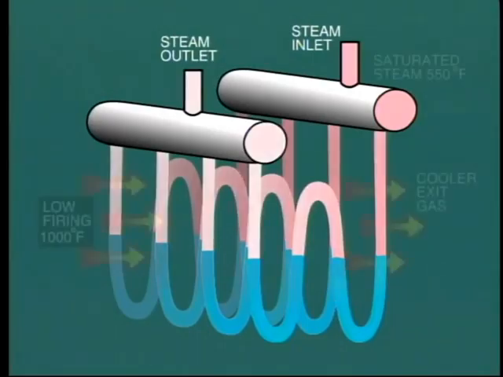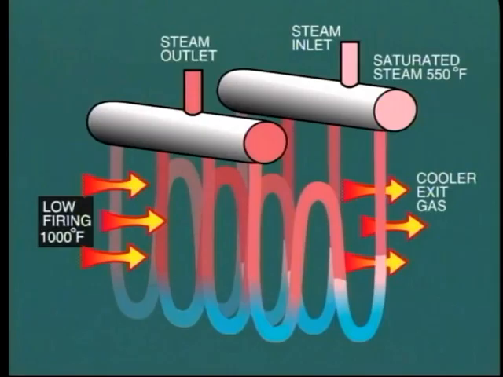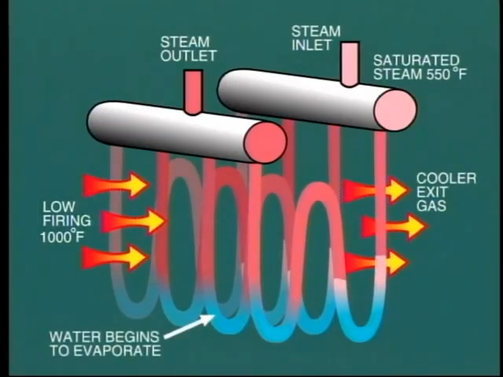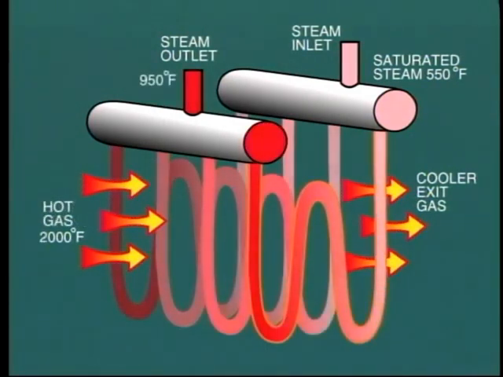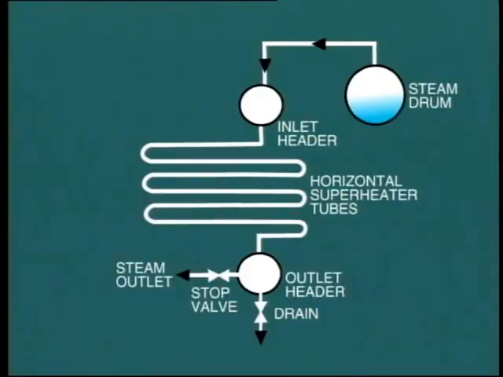The cure for this is to keep the gas temperature down by low firing until all of the water in the superheater tubes has been evaporated into steam so that flow through the tubes can once again be established. Another way around this problem is to fit horizontal superheater tubes like this. With this arrangement, the drains on the lower header can be opened so as to completely empty the superheater during shutdown.